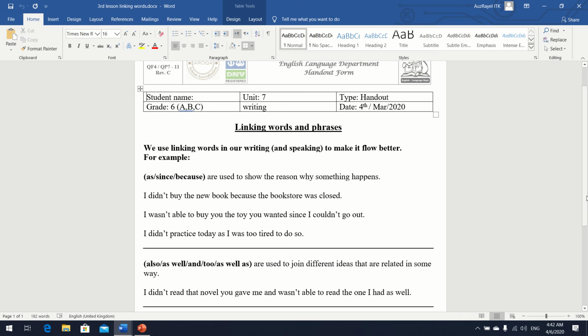The first one we have is since, as, and because, which are used to show the reason why something happens. I go to school because I want to be successful. I study hard since I want to be the first in my class. I didn't buy the new book because the store was closed. I say a sentence and give the reason behind doing that action or behind saying that sentence.